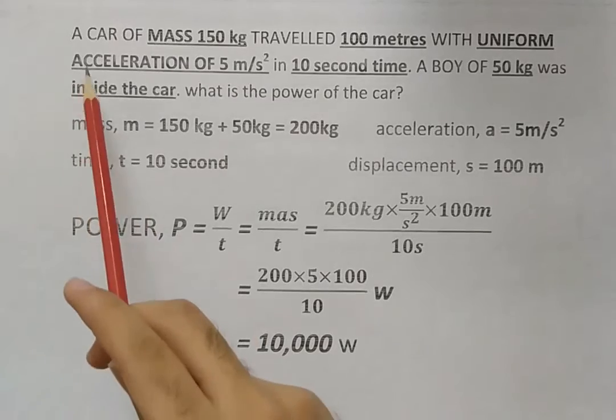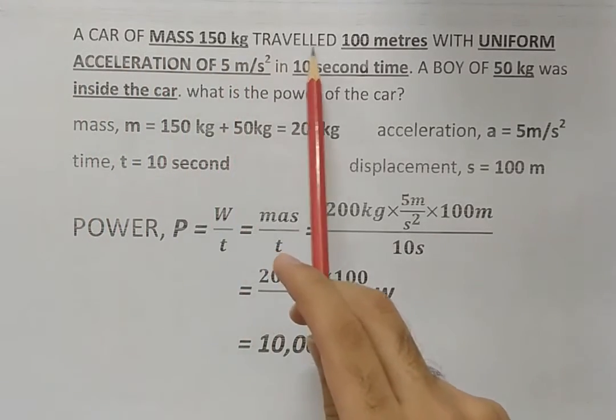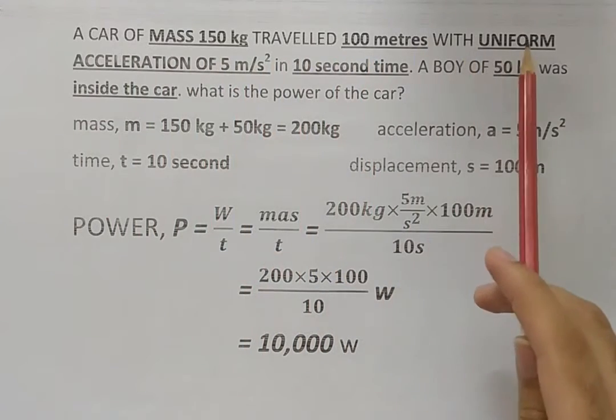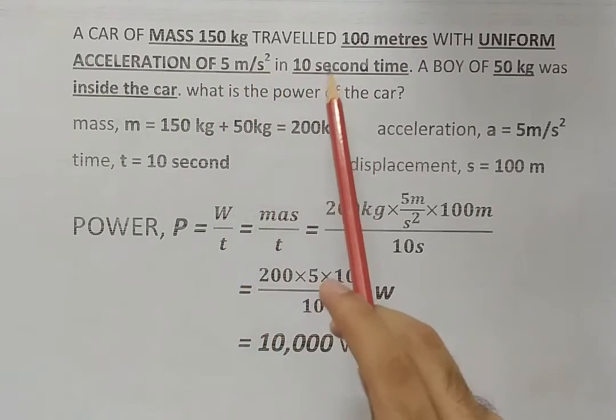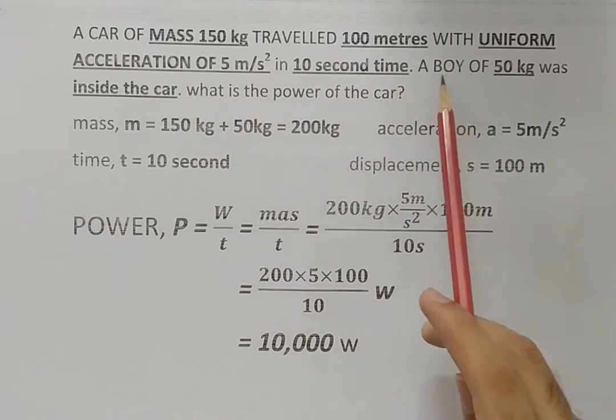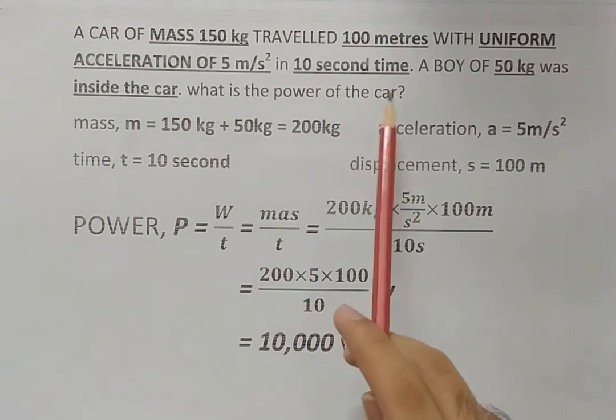Read the question carefully. A car of mass 150 kg traveled 100 meters with uniform acceleration of 5 meter per second square in 10 seconds. A boy of 50 kg was inside the car. What is the power of the car?